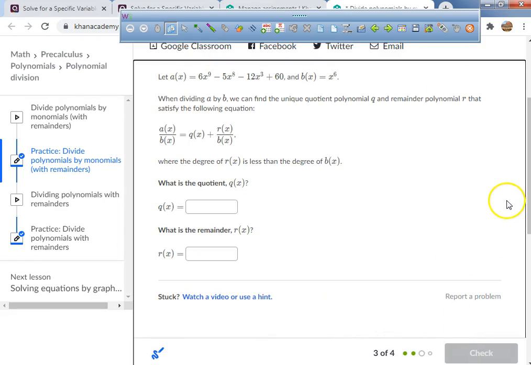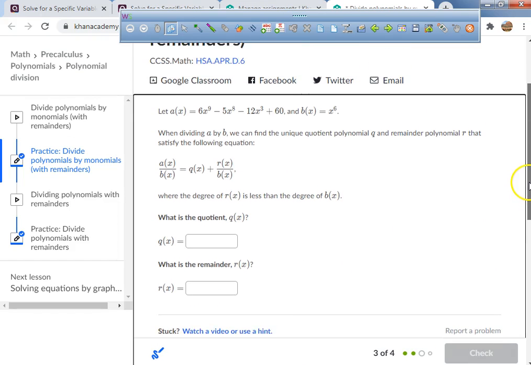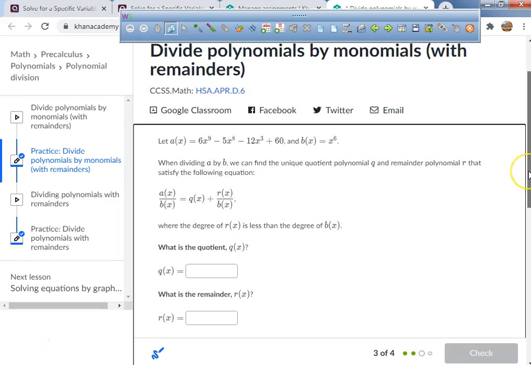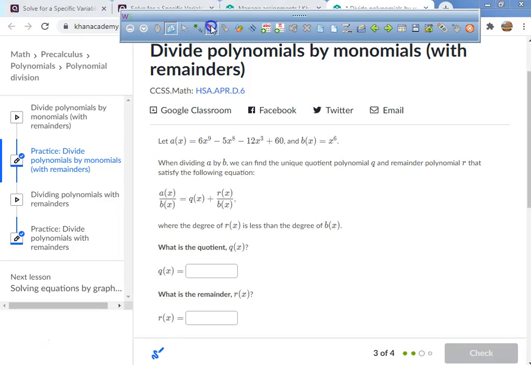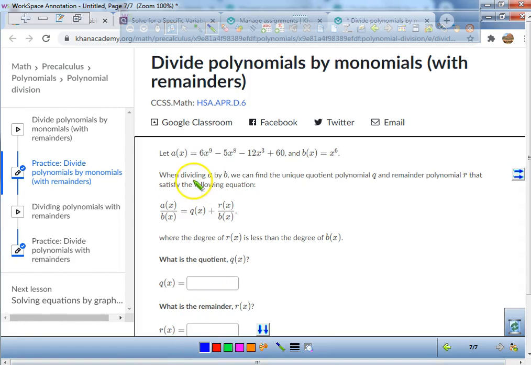Let's do one more. Okay, that should be enough, I think, for this particular assignment. It's not that complicated. Let's go ahead and highlight it. So here we go. We have a of x. It's this guy right here. There's a of x. I could totally have better highlighting skills, but oh well. There we go. And then here we have b of x right here.